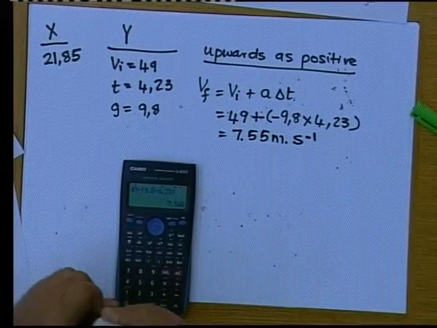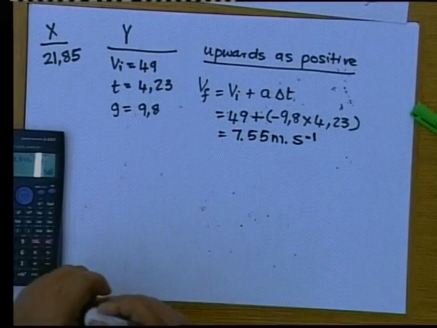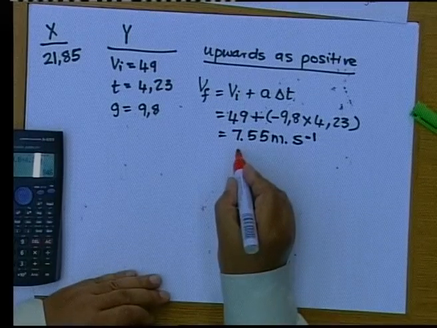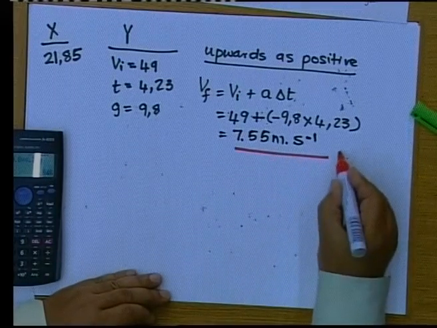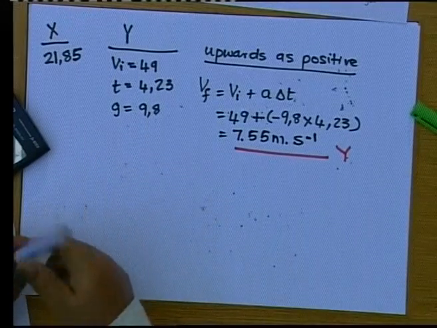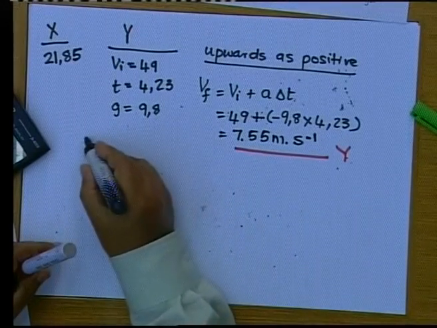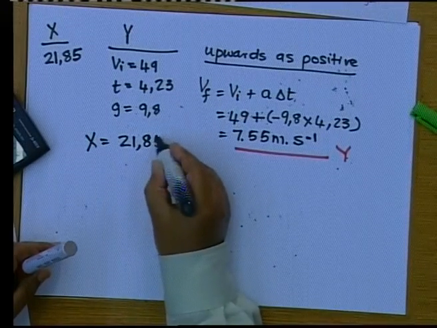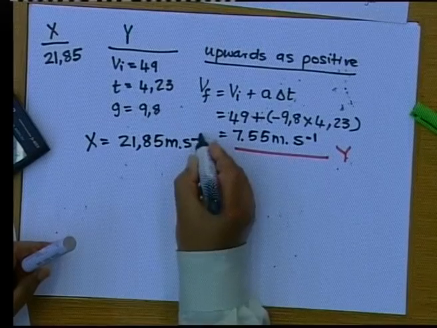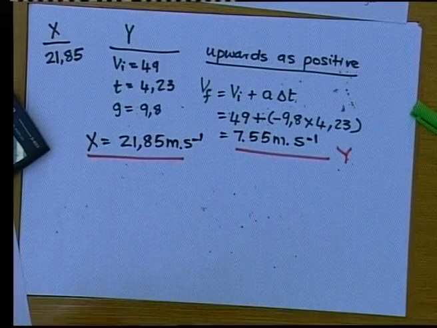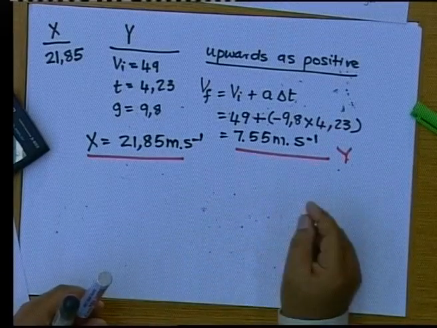Now I have two velocities. Let me quickly underline them in red for you. I have the one, 7,55, and this is Y, and I have X as 21,85 meters per second. Okay, so I have two velocities. So how do I determine the relative velocity of X to Y?